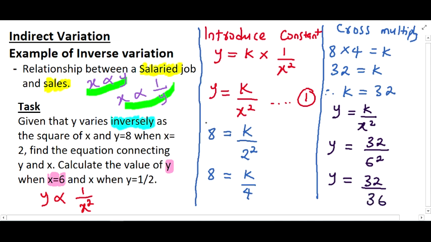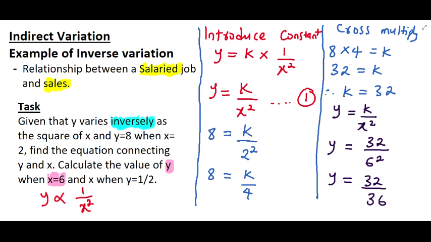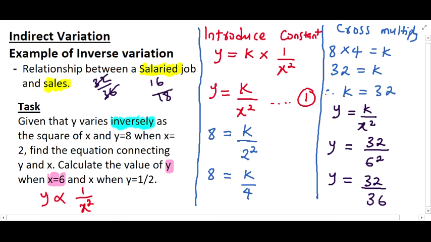Okay, let's break these numbers down together. So we have 32 over 36. Dividing by 2, 32 gives us 16, and 36 gives us 18. Dividing by 2 again, 16 gives us 8, and 18 gives us 9. I wish to stop at 8 over 9. So let me just stop here.